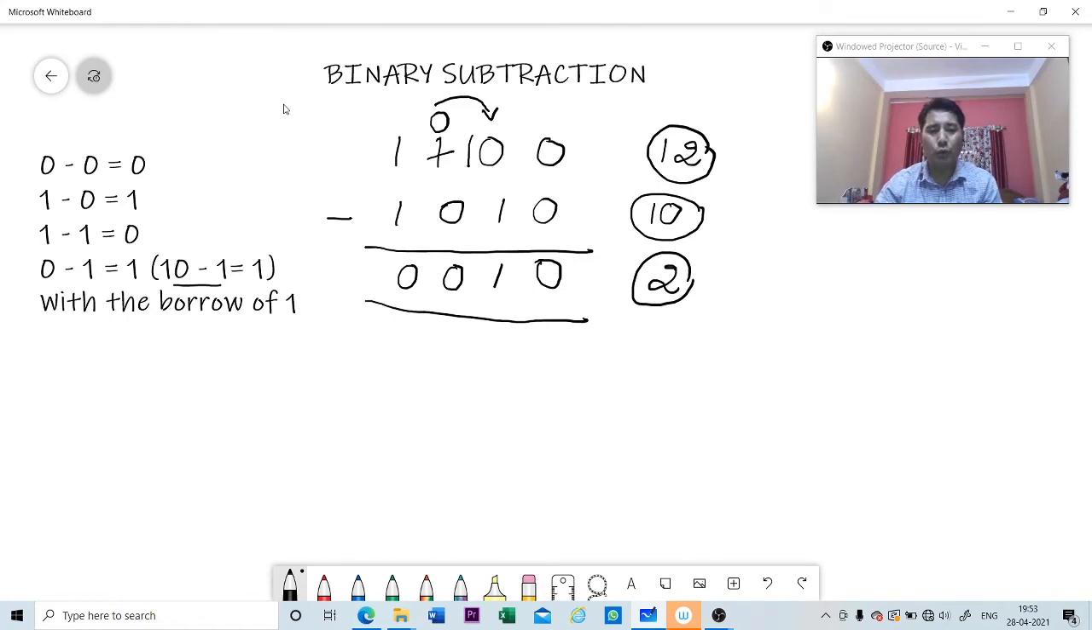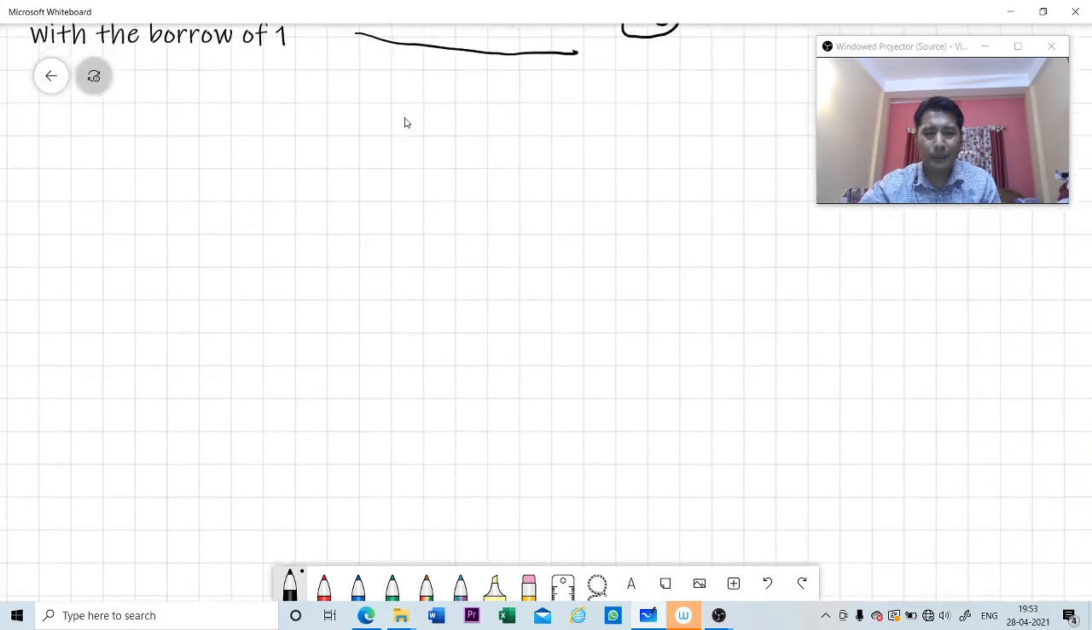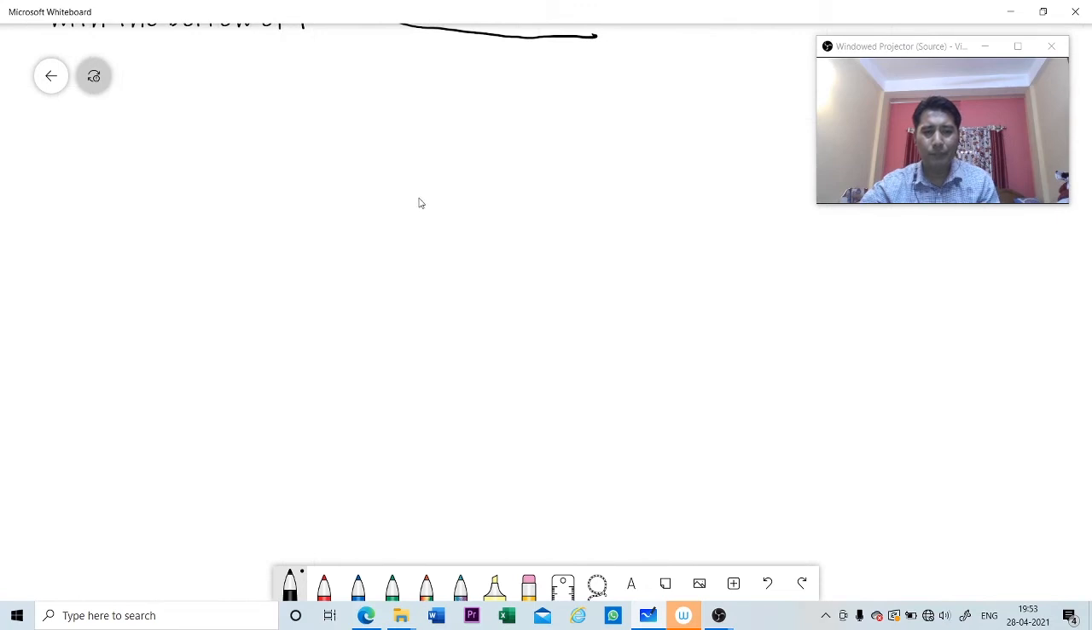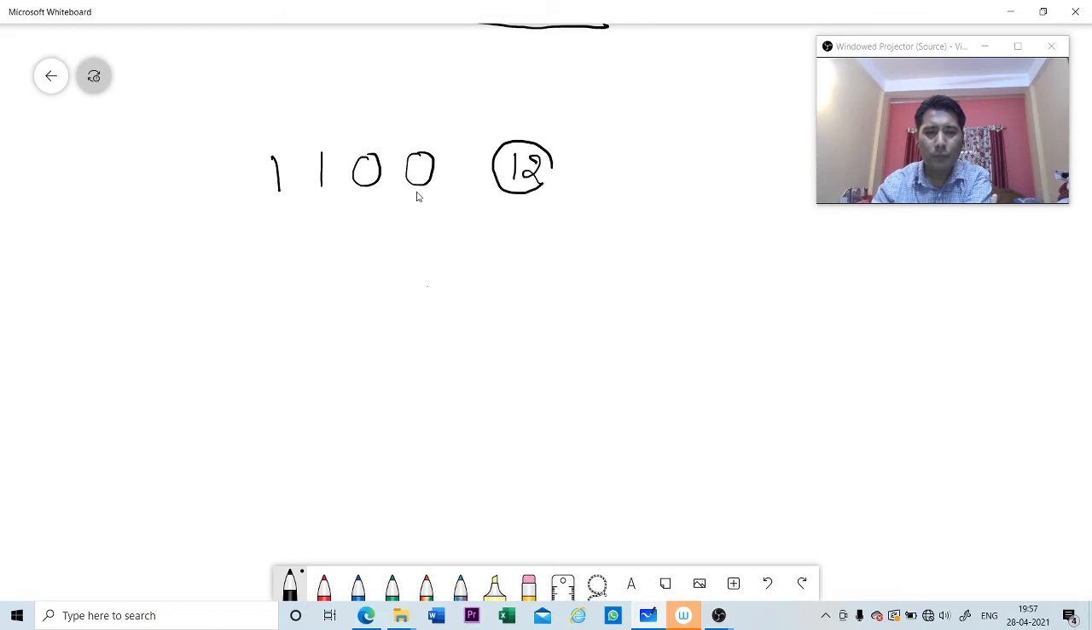Now let us go through the second example. Let me take another number here, 1 1 0 0. The equivalent decimal number for this 1100 is 12. For this, kindly refer to the conversion of binary into decimal number. Let me take the next number as 0 0 1 1. Let me subtract it.